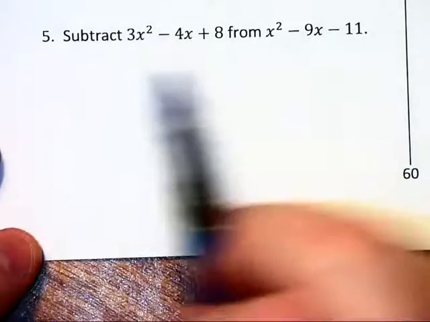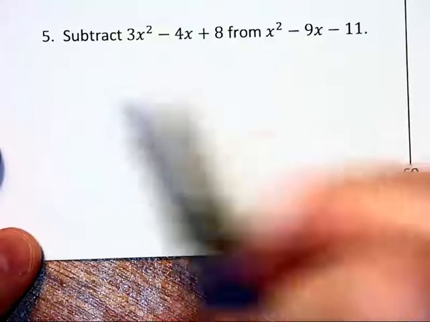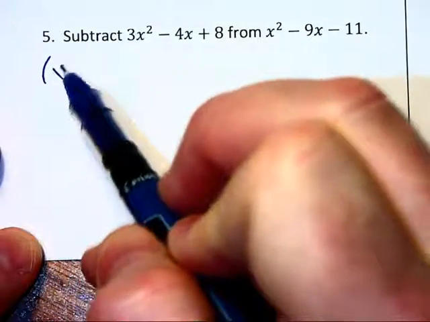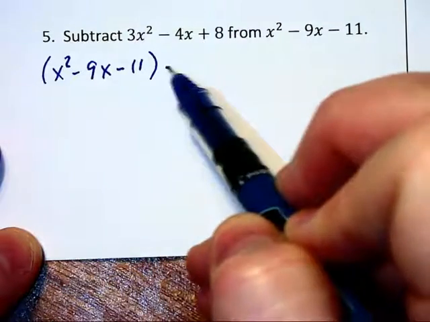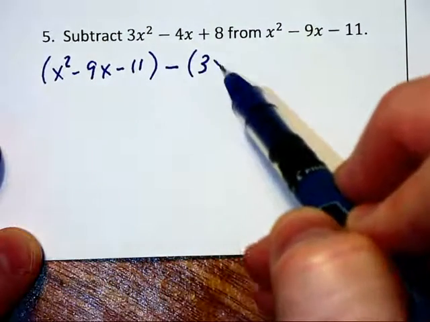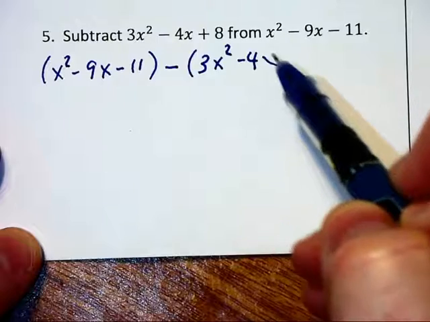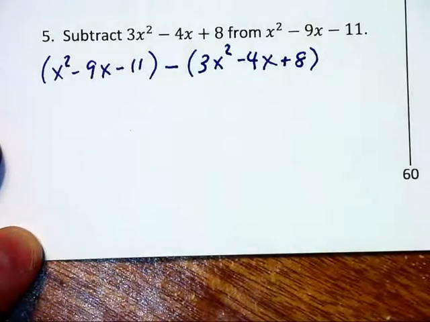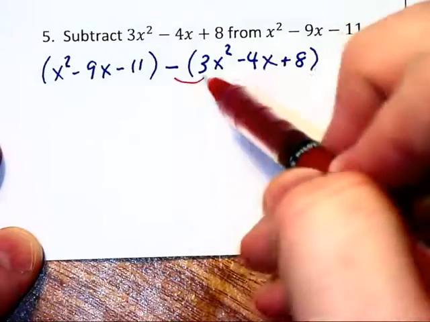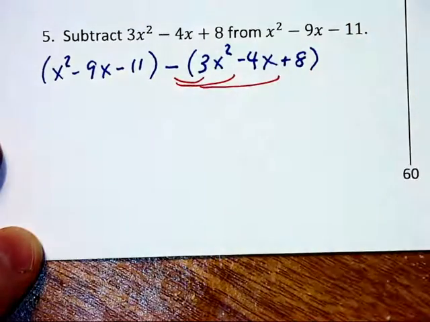When you are subtracting, you always have to be careful of the order. Technically, you are beginning with the x squared minus 9x minus 11, and from it you are subtracting the 3x squared minus 4x plus 8. So that's one place you could make a mistake here. The second one is that of distribution of the negative, which is a common error.